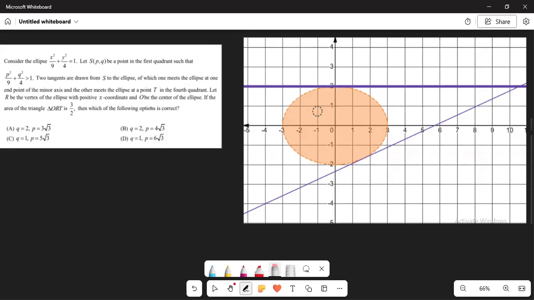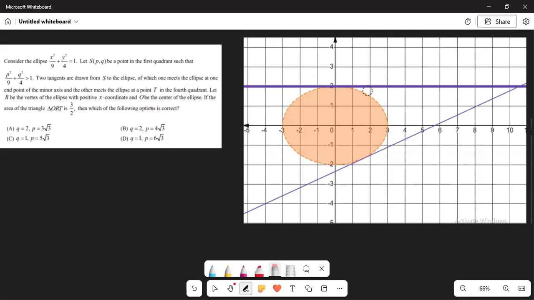In this video, we'll be discussing the question of conic sections which has been asked in JEE Advanced 2024 Paper 1. So the question says that x square by 9 plus y square by 4 equals to 1 is an ellipse.